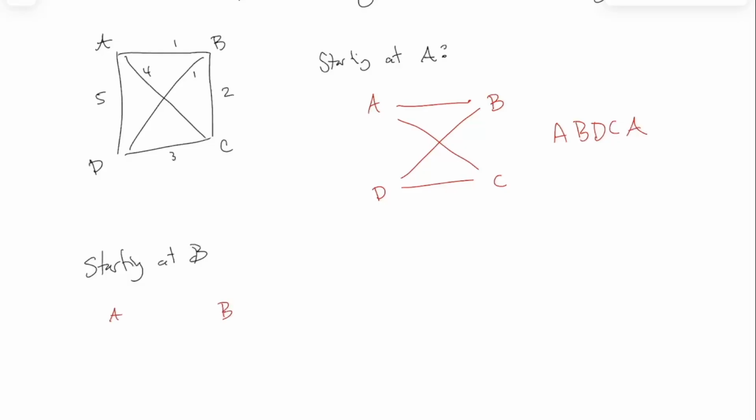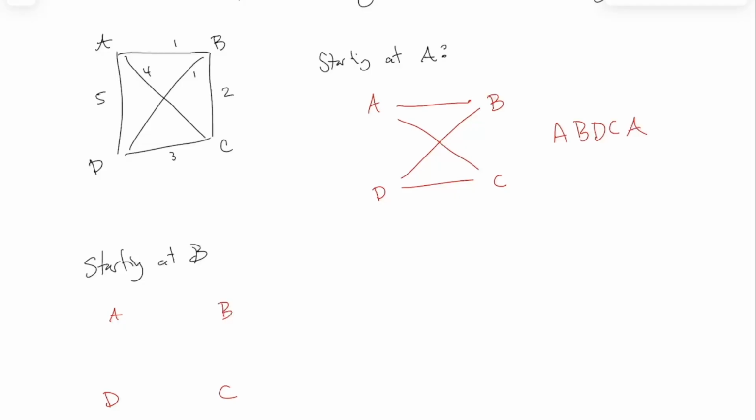I am again going to write down the edges that I would pick starting at B. Now, starting at B, we actually have kind of a tie to begin with. Starting at B, I have a 1 or a 1. So the nearest neighbor says you just pick the cheapest edge every time.